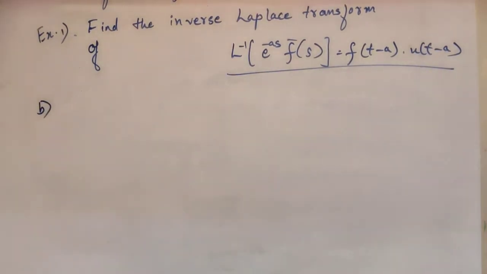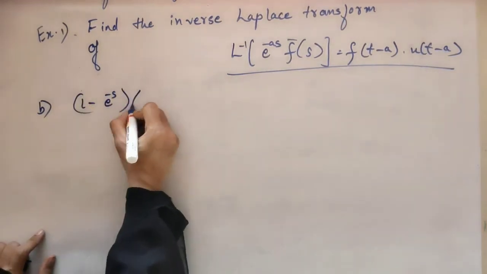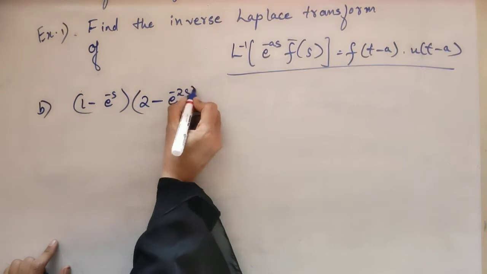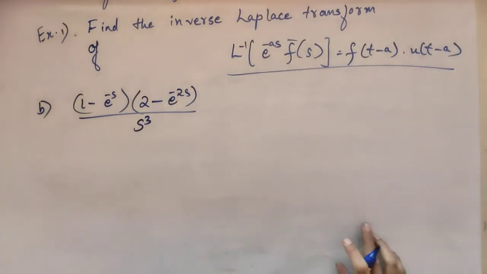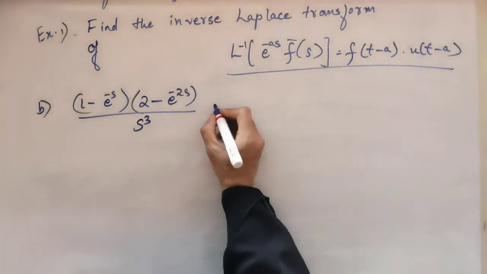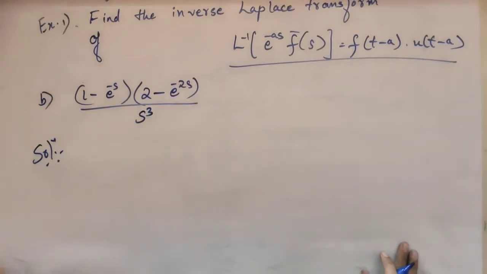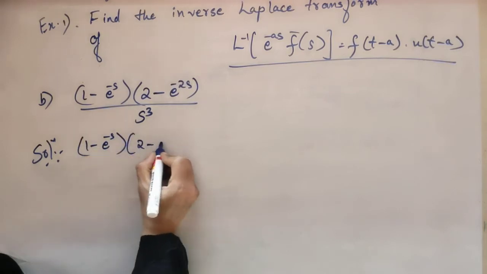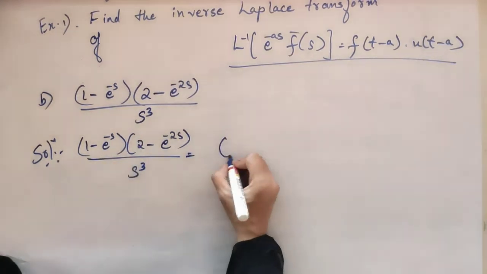Find the inverse Laplace transform of 1 minus e to the power minus s, in the bracket, 2 minus e to the power minus 2s, over s cube. Let us solve this. All of you take a pen and paper and start working on the solution. Before working on the solution, we need to first simplify this. So let us take the given expression as it is. Now multiply the two brackets.